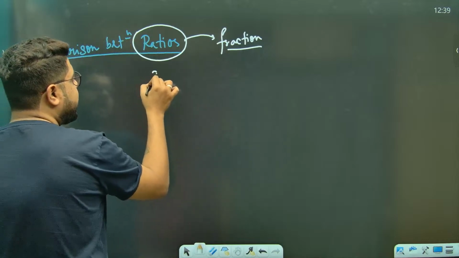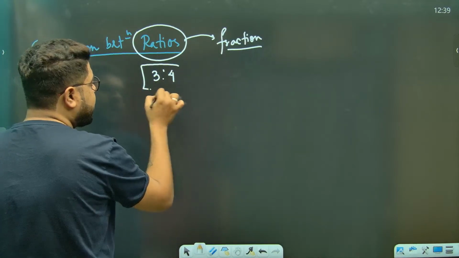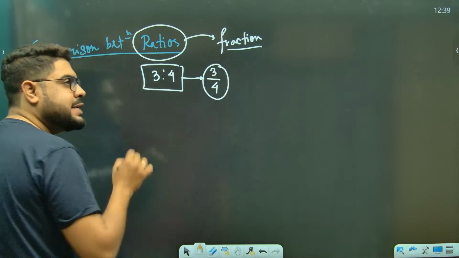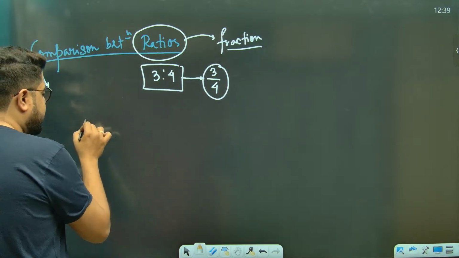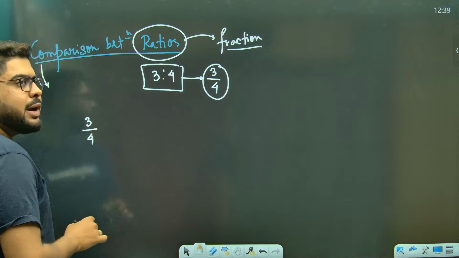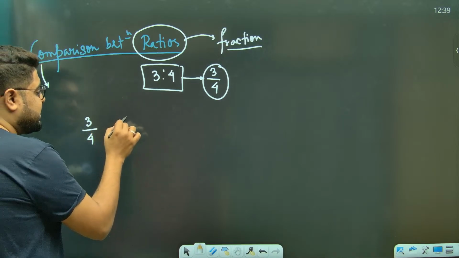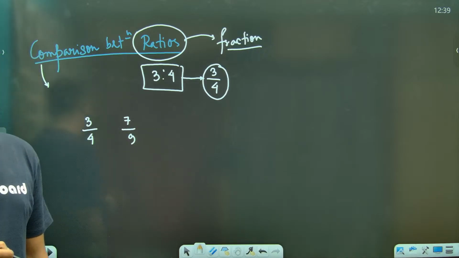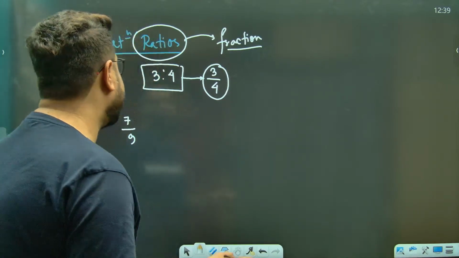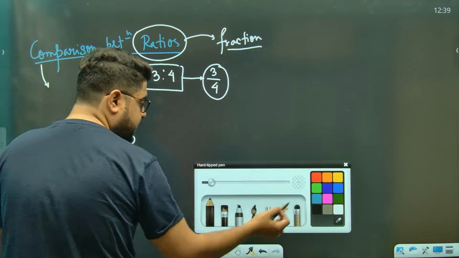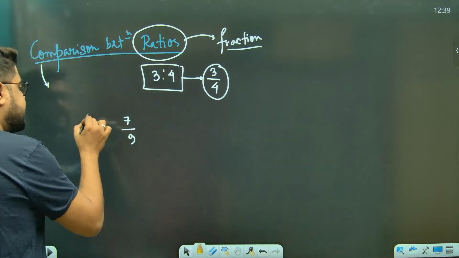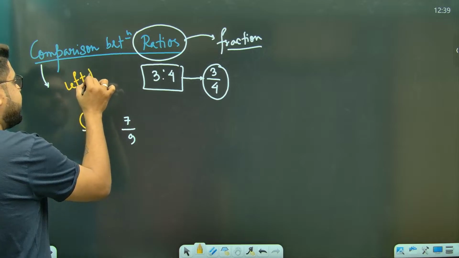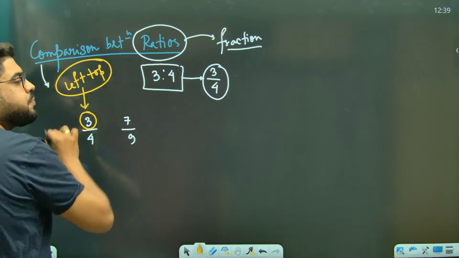That means the ratio 3 to 4, while comparing, we will treat as 3 by 4. And always remember, if there are two ratios or two fractions, 3 by 4 and say 7 by 9, how to compare? The best way to compare is this: always start from the left top. Remember this technique. Best technique.